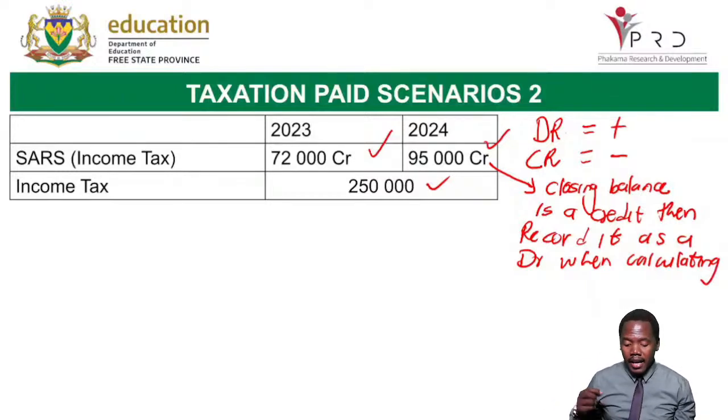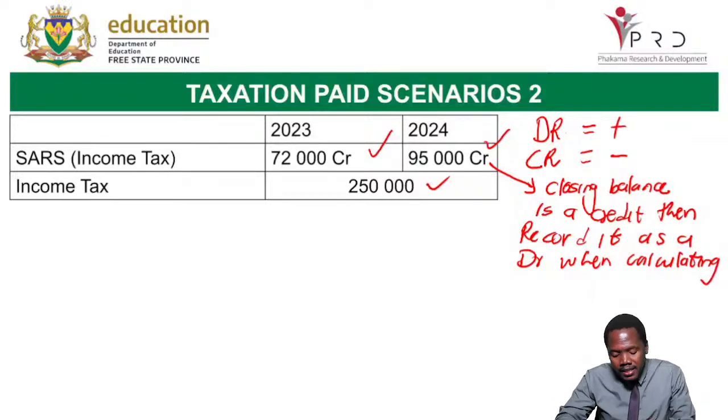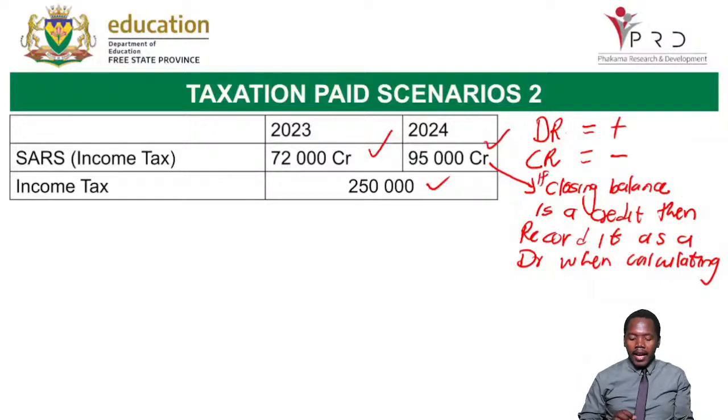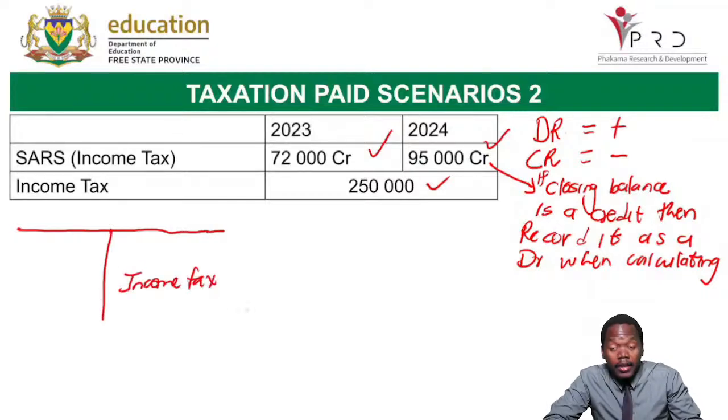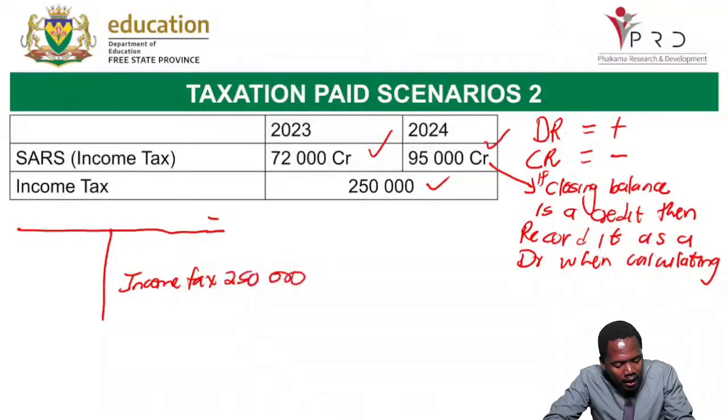If a closing balance is a credit, then record it as a debit when you are doing your calculation. Now let us do our calculation here. We can have our T account, income tax always on the credit side, 250,000. This is a minus side.